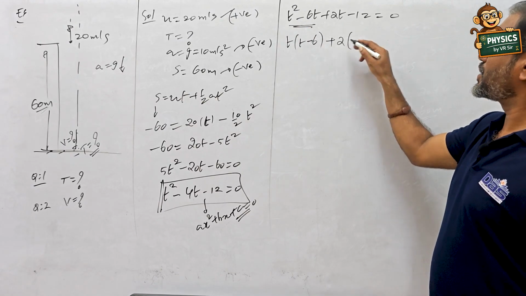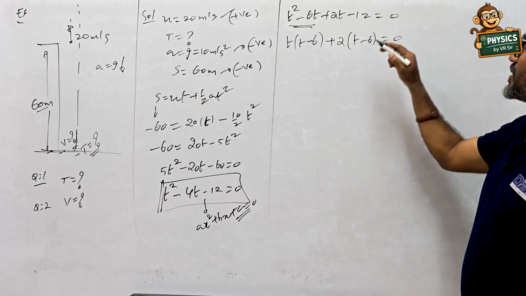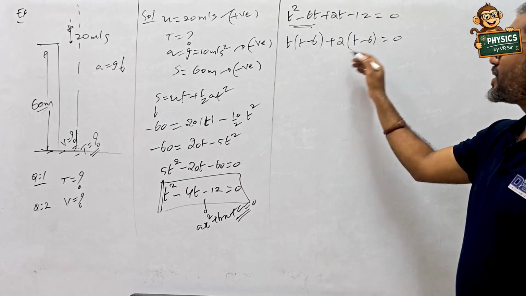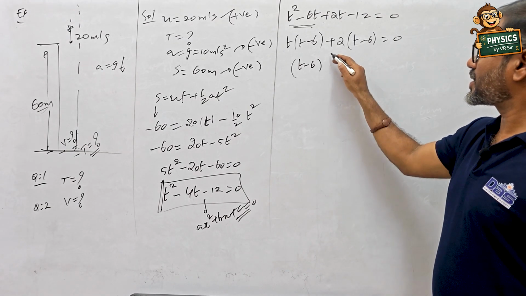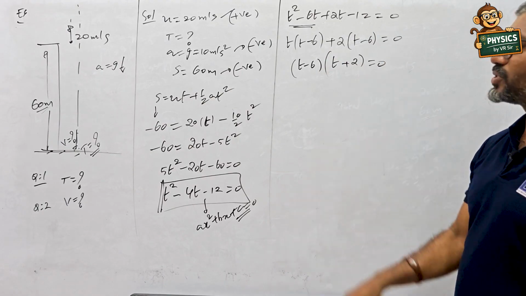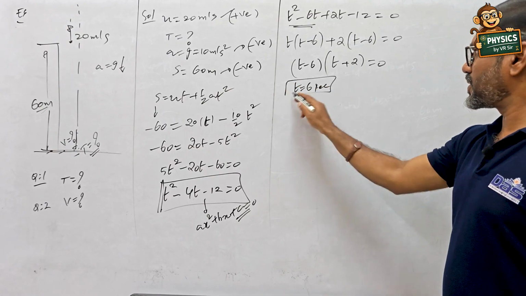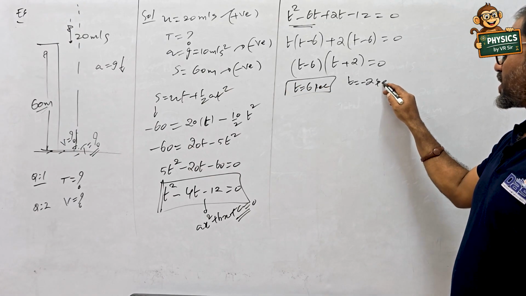Plus in the second one, I am taking 2 common. Then what happened here? t minus 6 is equivalent to 0. Now in the entire term we are taking t minus 6 as common. Then what is left over? First term t plus second term 2 is equivalent to 0. Now what happened here? t is equivalent to 6 seconds. Good. And t is equivalent to minus 2 seconds.